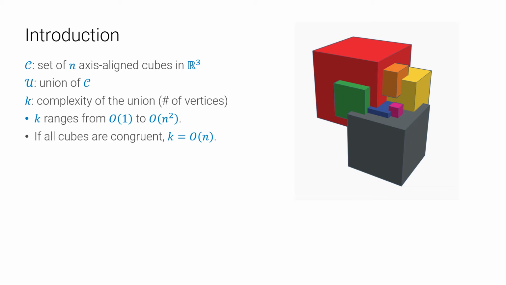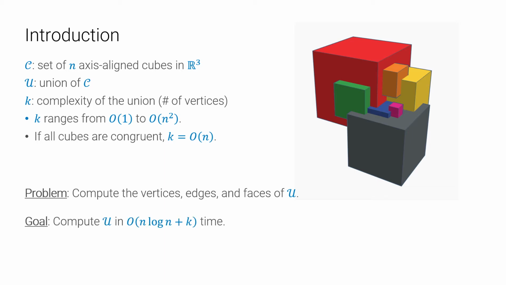Now, k ranges from constant up to quadratic in n, and is order n when all the cubes have the same size. So the problem that we consider is to compute the features of the union, that is, its vertices, edges, and faces. And ideally, we would achieve this in n log n plus k time. We'll note that there's a closely related problem, the so-called Klee's measure problem, wherein we want to compute the volume of the union as opposed to its features.